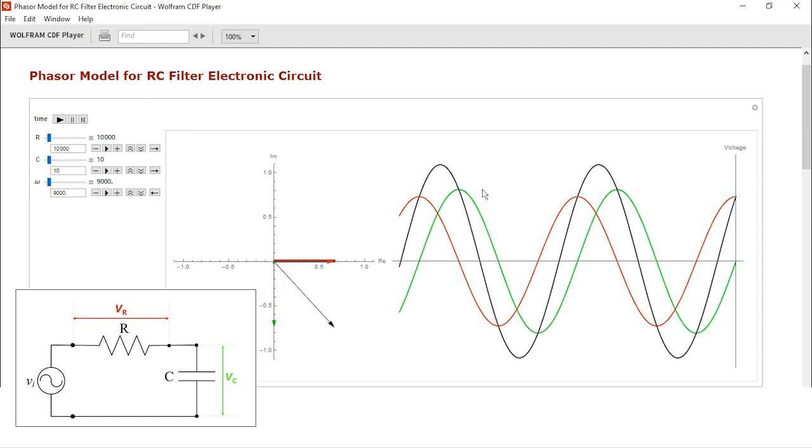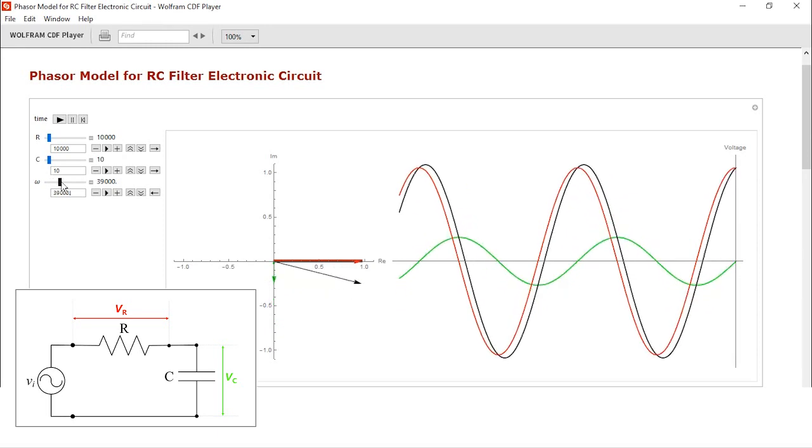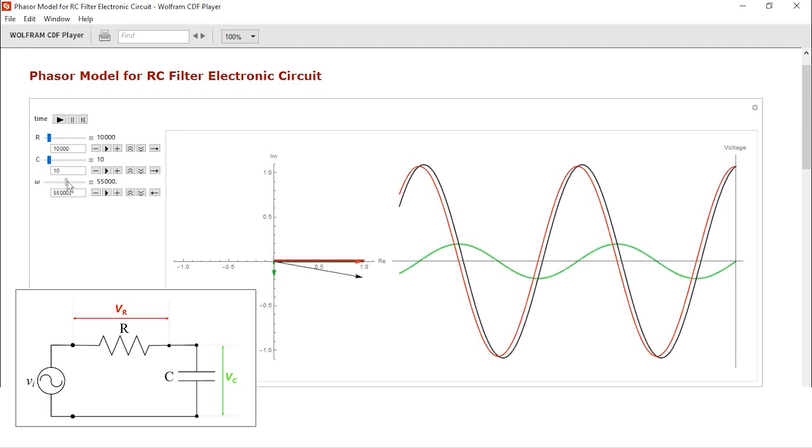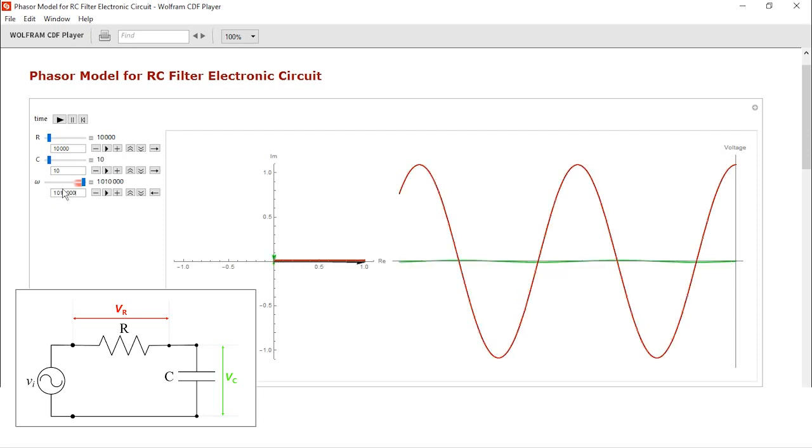That means the corresponding amplitude is also decreasing. Go on increasing the frequency, the length of the phasor goes on decreasing, and the phase difference between the two also goes on increasing. We are following the green line right now. As we go on increasing the frequency, the output across the capacitor becomes smaller and smaller. And if I increase this 10 times, you notice that the output across the capacitor is nearly zero.